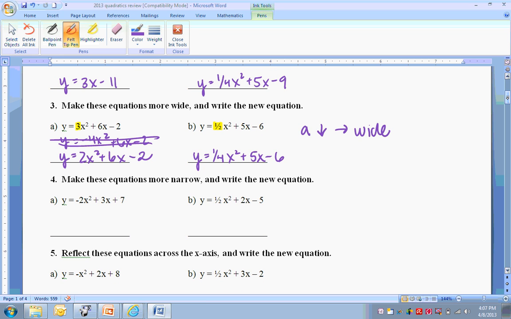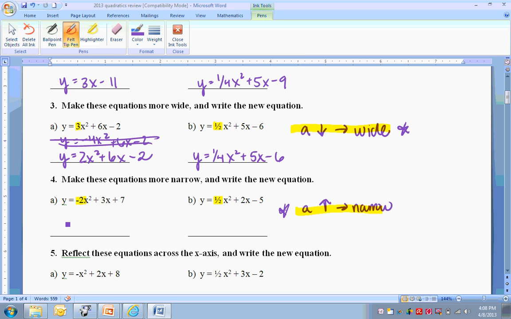Okay, now they're wanting us to make the equations more narrow. So we're going to look at a again, the number in front of x squared. And we want a to increase, so our graph becomes narrow. Now remember, our trick with this stuff is to think of a as the amount we exercise. If the amount we exercise goes down, we're going to get a little bit wider. But if the amount we exercise goes up, we're going to get skinnier or narrower.